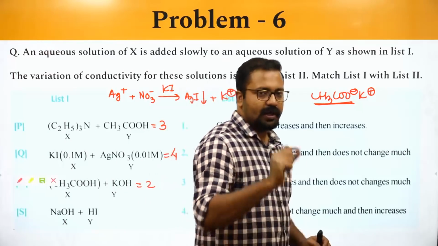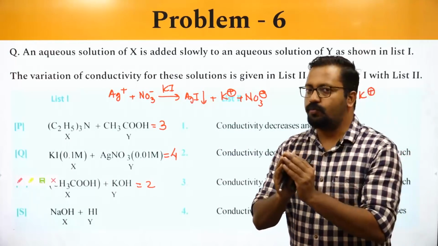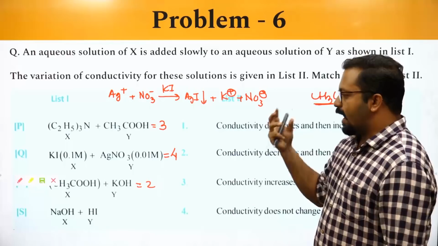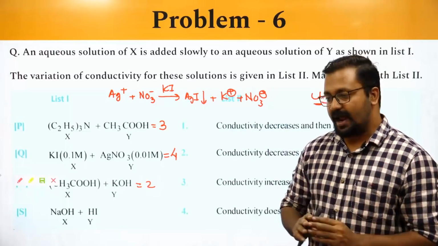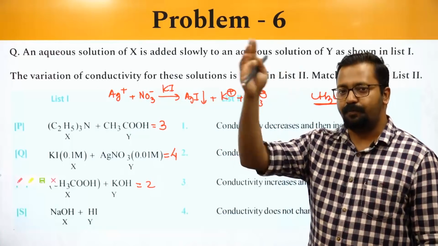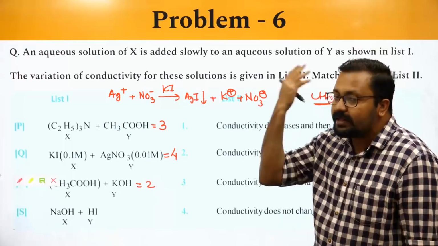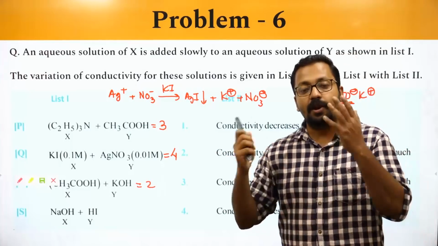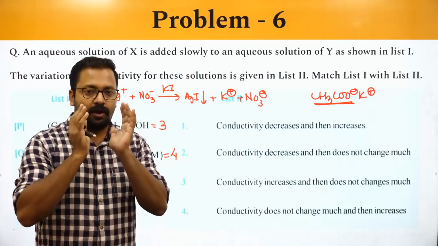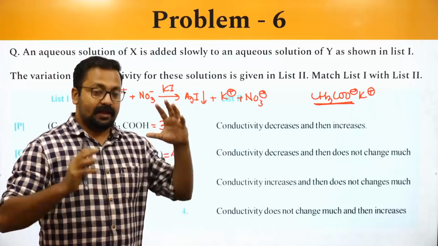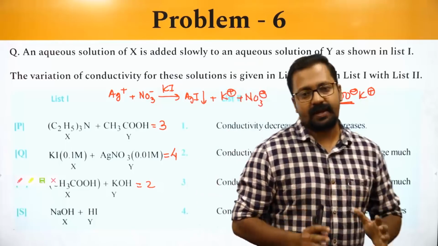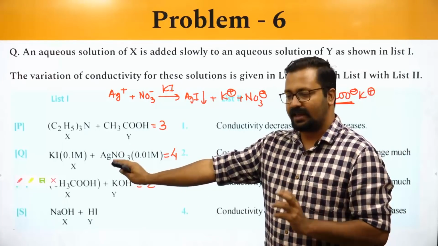Okay, is this understood? OH minus, a strong highly mobile ion, is being replaced and trapped into a weak electrolyte, and then you add extra acetic acid beyond the point of neutralization, expecting the conductivity to increase, but it will not, because there is a huge amount of conjugate base present, which will cause the common ion effect and will not promote the ionization of acetic acid.